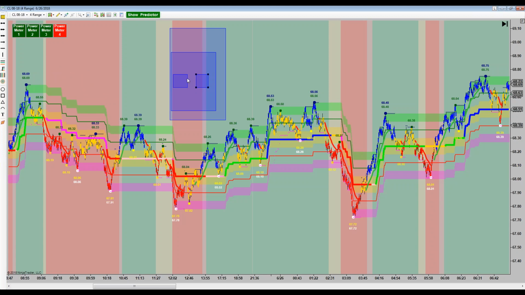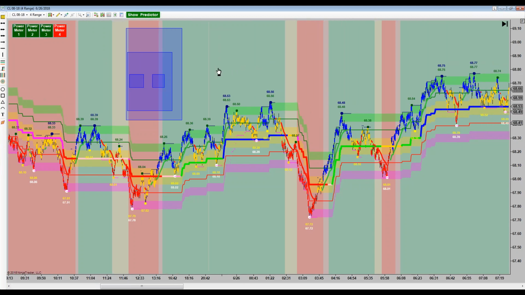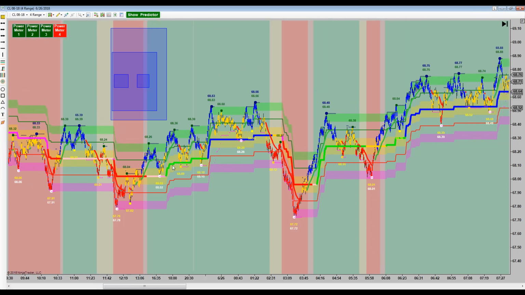So for instance, if you didn't have the Viper application running on Ninja, you wouldn't have any of these bar colors. You wouldn't have background colors. There'd be no swings, no power meters. You would just see a raw chart with some bars on it, which is very, very difficult to make trading decisions from. So what we did is we created these indicators that run on Ninja and display various things.